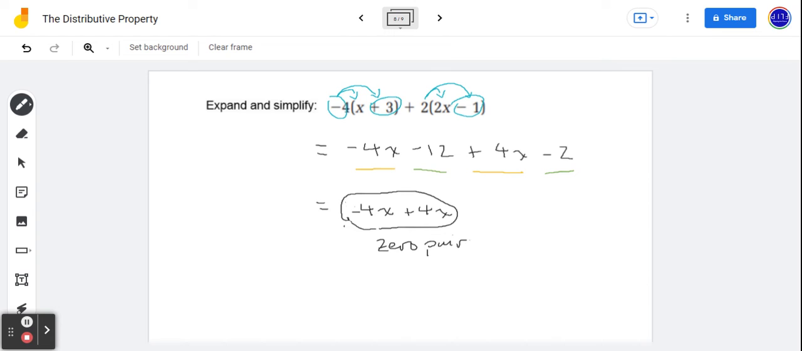And then we have our constants. So we have a plus negative 12, and then plus another negative 2. So in total, minus 14. Interesting, eh? To know that we have an algebraic expression, variables are involved, and it works out to be a constant in the end. Okay, last one.